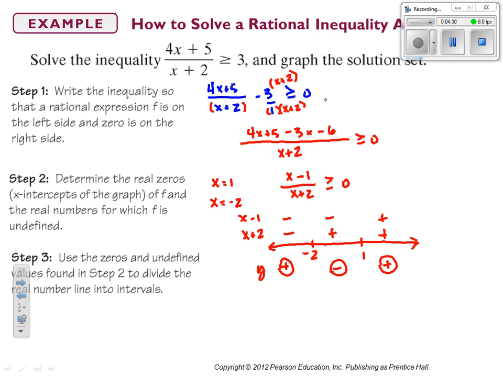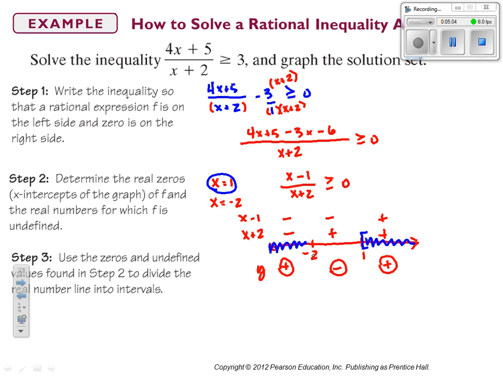Look back at your problem where we compared it to 0, and you see that we're looking for greater than or equal to 0, which means that we're looking for the positives. So we're going to shade this interval, and we're going to shade this interval. Now we have to be careful on rationals that we never include vertical asymptotes as part of the graph. So even though we have an equal sign here, we're going to include where the graph is equal to 0, which is where the numerator is equal to 0 or x equals 1. So we can have a square bracket there.